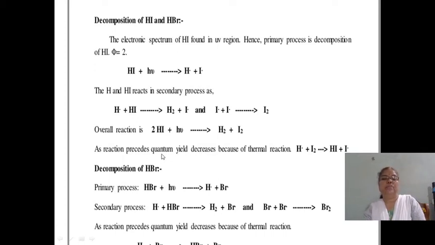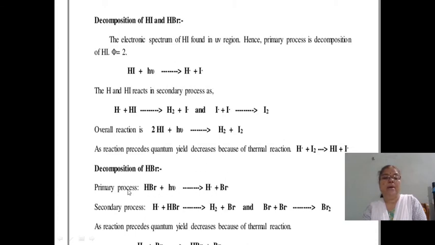As the reaction proceeds, the quantum yield decreases because of the thermal reaction. That thermal reaction is the reaction between the free hydrogen formed and the I2 molecule to form HI plus one iodine free radical, and due to this the quantum yield is low.